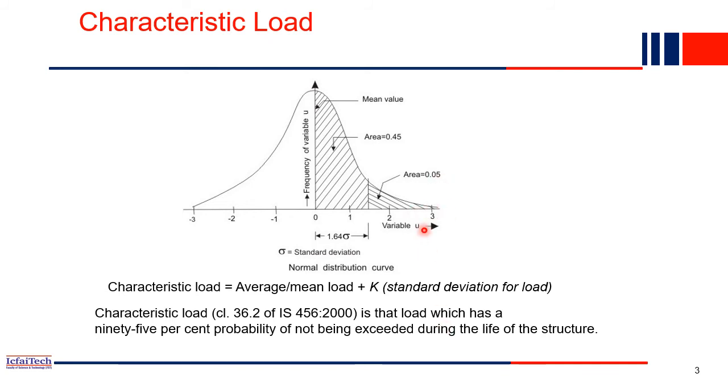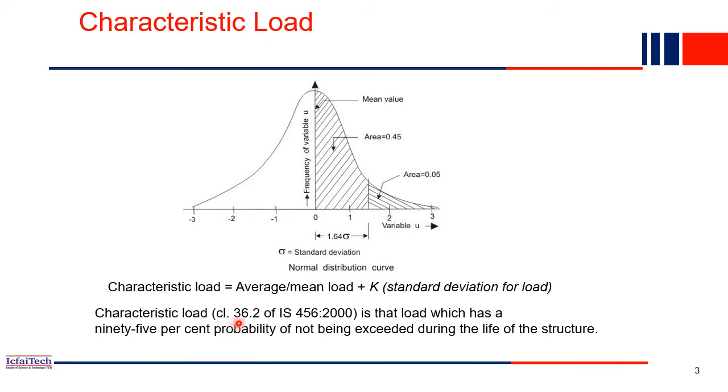If you consider 10 members, then the structure construction will be very costly. So to reduce the cost also, the code has specified don't take the full 100%, just take at least 95%. So 95% of the time your structure will be safe during the entire lifespan. I mean the load will be less than this value. This value we call the characteristic load. This is the mean value of load, whereas this 95% value, whatever value comes, that is the characteristic load.